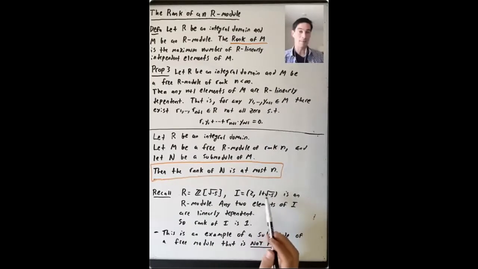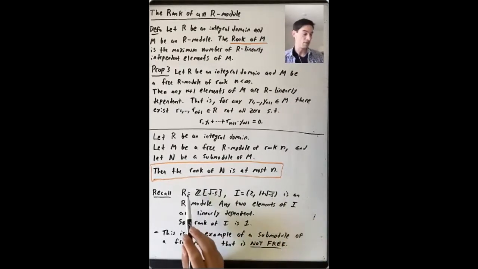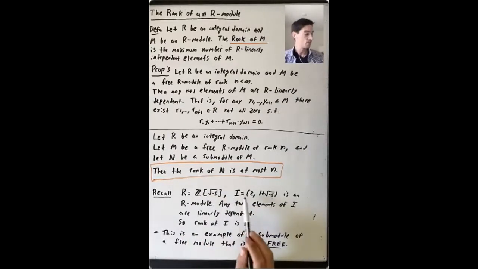This is a good example of a module that is not free. So this is a submodule of a free module. If you take M equals R as a left R module over itself, I is a submodule. This is an example of a submodule of a free module that is not free. And what we'll see in the next video is that this type of thing cannot happen when R has additional nice properties, like when R is a principal ideal domain.